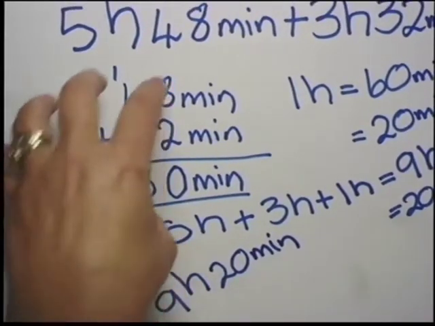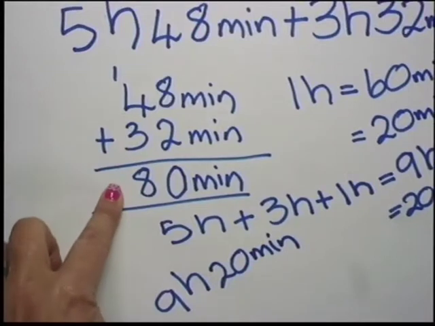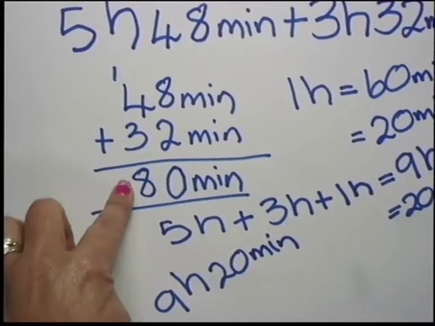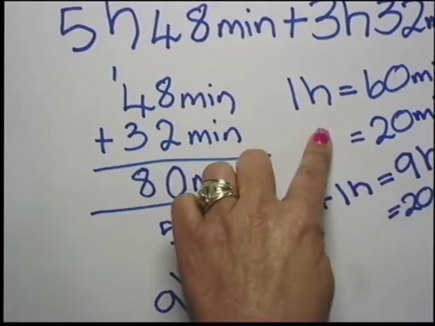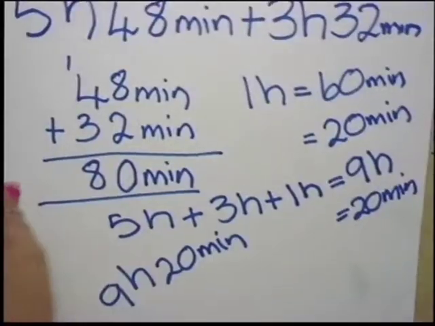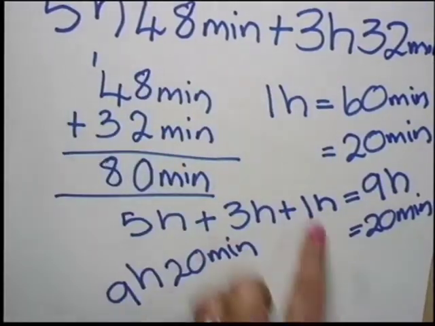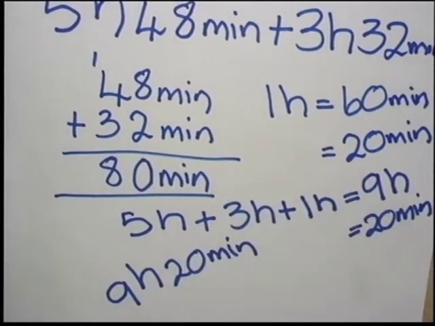So what I'm trying to tell you here: you first calculate your minutes. If there are more than 60 minutes, it becomes another hour. So now these hours I add with the hours that I already have there, and what is left is my minutes. Thank you.